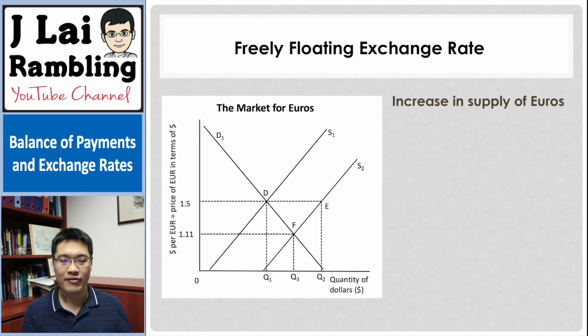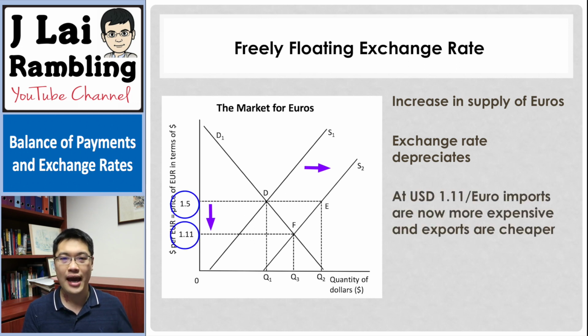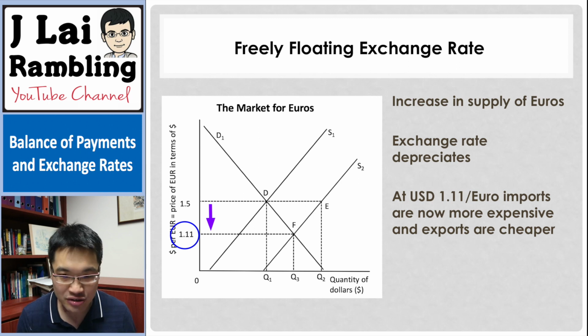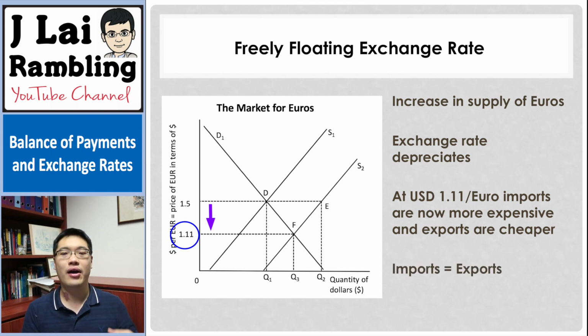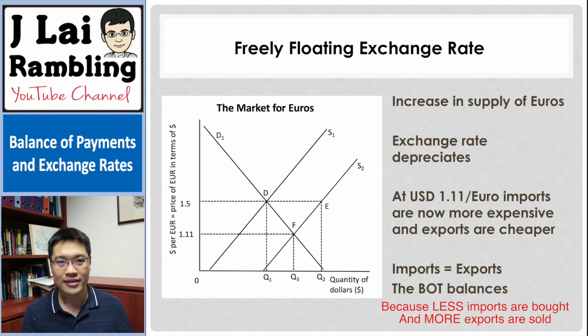Now, how does it rebalance? When there's an increase in the supply of euros, there is a depreciation in the exchange rate from 1.5 to 1.11. At $1.11 per euro, imports are now more expensive and exports are now cheaper. And therefore, at 1.11, imports equal exports, and the balance of trade rebalances.